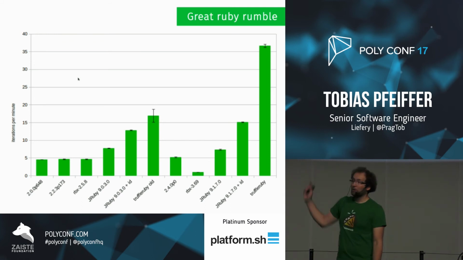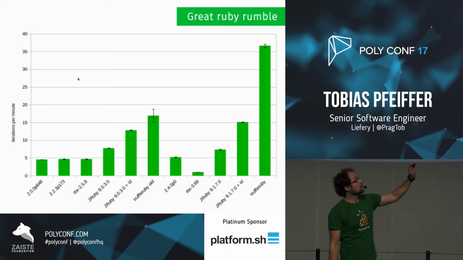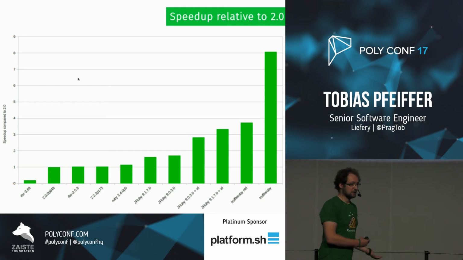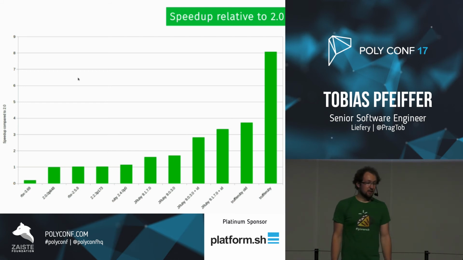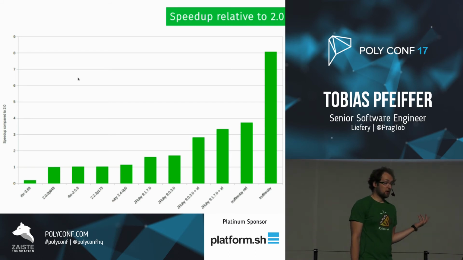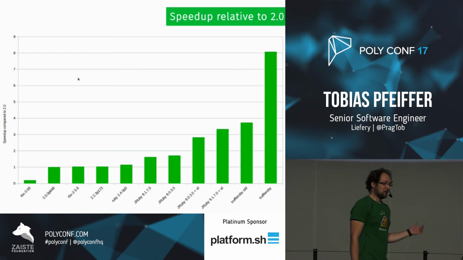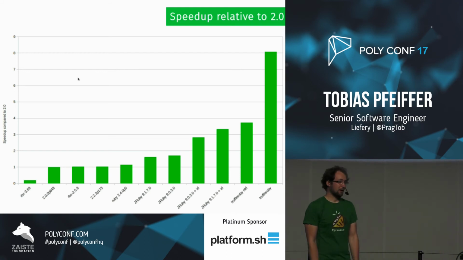So 2.0 is, of course, very slow. And we can see that the newest Truffle version at that time is by far faster. You see it a bit better when you speed it up relative to 2.0, which is also the metric that MJIT used. And we can see that JRuby is about 8 times faster, but also JRuby with invoke dynamic is over 3 times faster, which is actually the goal of Ruby 3.0. So I like to joke that JRuby and JRuby are already Ruby 3.0.